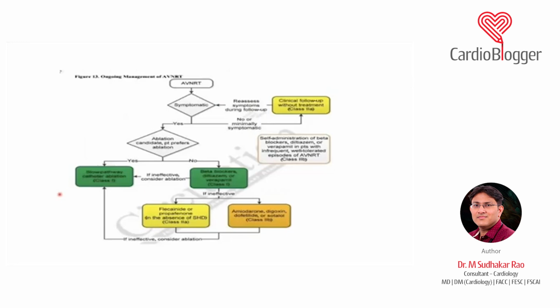And if the patient is not willing for the catheter ablation, then you should try a beta blocker or diltiazem and verapamil. And if this is not effective and the patient is still not willing for a catheter ablation, we can try first flecainide. Most commonly we use 50 milligrams twice a day of flecainide, and then the next therapy will be amiodarone, sotalol, or dofetilide or digoxin. But most of these patients should ideally undergo a catheter ablation.